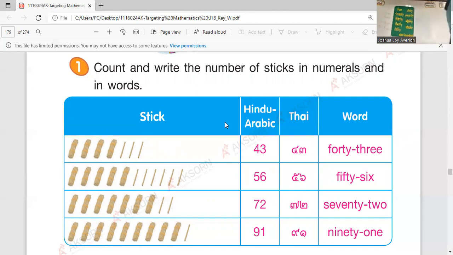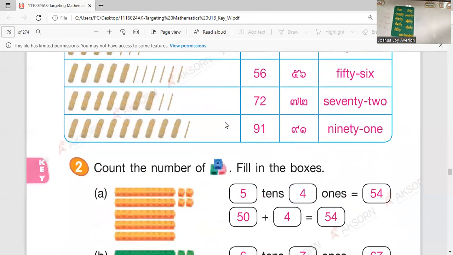Okay, so now number 2, letter A. Here, you're just going to count the number of blocks or number of cubes. This row or this group is equal to 10. Same with the stick. One bundle is equal to 10. So how many tens do we have? 5 tens. So you're going to write 5 tens. How many ones? 4. So you're going to write 4 ones.